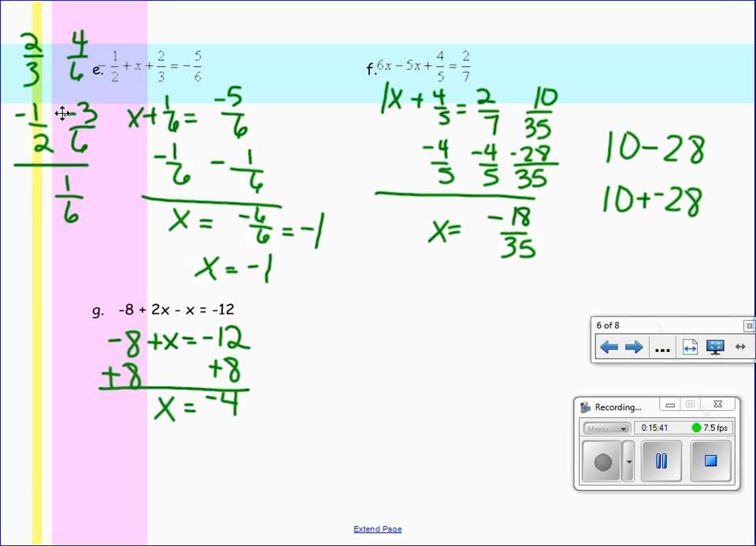On our final example on this page, on G, again we're going to combine our coefficients. Notice we have 2x minus x, which leaves us with 1x, or just x. So now we have negative 8 plus x is equal to negative 12. Inverse operation, we're going to add 8 to each side. Negative 12 plus 8 is equal to negative 4, so x is equal to negative 4.